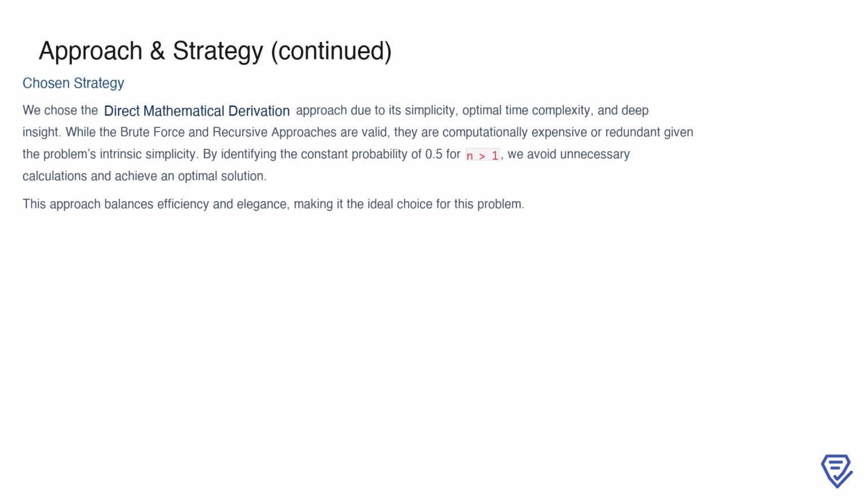By recognizing that the probability stabilizes at 0.5 for all n greater than 1, we efficiently bypass iterative or factorial computations. This method not only achieves the best performance with an O(1) time complexity but also demonstrates the power of mathematical reasoning in problem solving. Combining efficiency with elegance, the direct derivation is the clear optimal choice for tackling this problem.